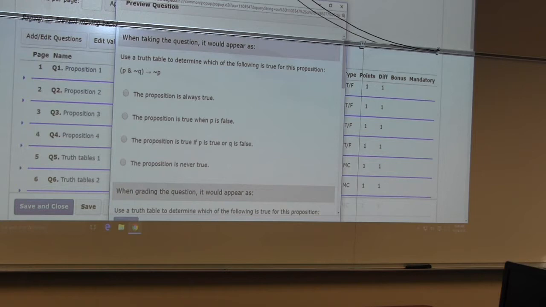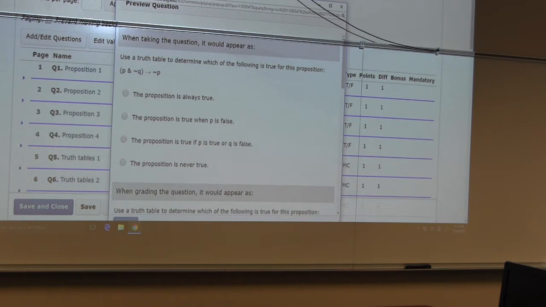Okay. Now, P and not Q implies not P. Well, let's see. We want to take this and this. So we've got a false implying a false. Is that true or false? A false implying a false is? True. Remember the if statement I just mentioned a while ago? The first part's false, so the if statement is true. So false implying false is true. What about true implying false? False. What about false implying true? True. And false implying true? True. So now, is the proposition always true?